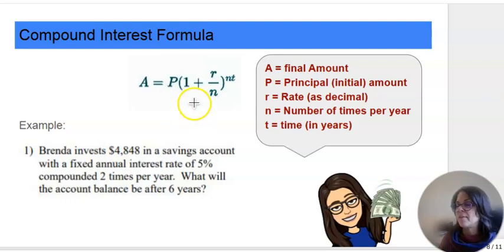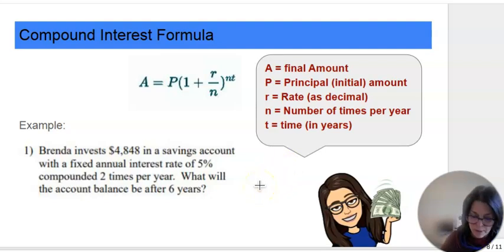Now you can see that instead of just 1 plus R, and just a t in the exponent, we have some other letters here. N is the number of times a year the interest is compounded. So R is still your rate as a decimal, but it's important that you put N in the denominator under the R and also multiplied to t in the exponent. So the N goes in 2 places. T is still the time. This time it's going to be in years.